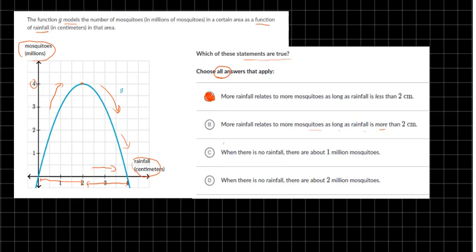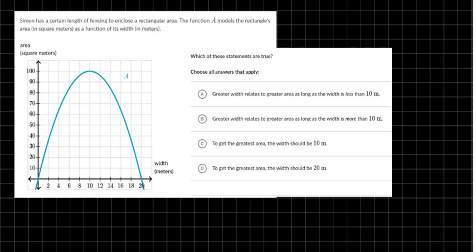C, when there is no rainfall, there are about 1 million mosquitoes. There's no rainfall, that's right here. That is not 1. And D, when there is no rainfall, there are about 2 million mosquitoes. Well, that's also not 2, so that one's not right. So I'm just going to choose 1 here, and we're going to click next, and then we'll be right. Let's look at our last question.